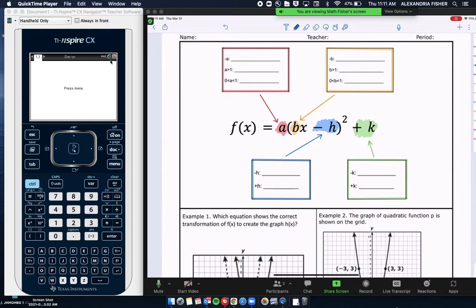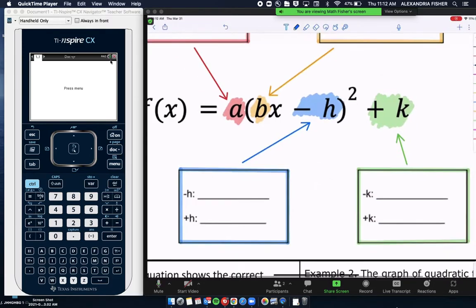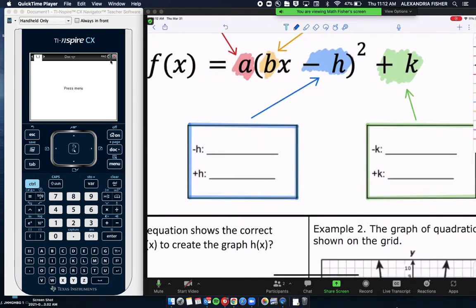Talking about transformations. Let's look at h first. So remember that h is inside our parentheses. So when h is negative, it's going to go to the right, which is this direction. When h is positive, that means it's going to go to the left, which is this direction. Remember, h is always the opposite. So if it's negative, it goes to the right. If it's positive, it goes to the left.